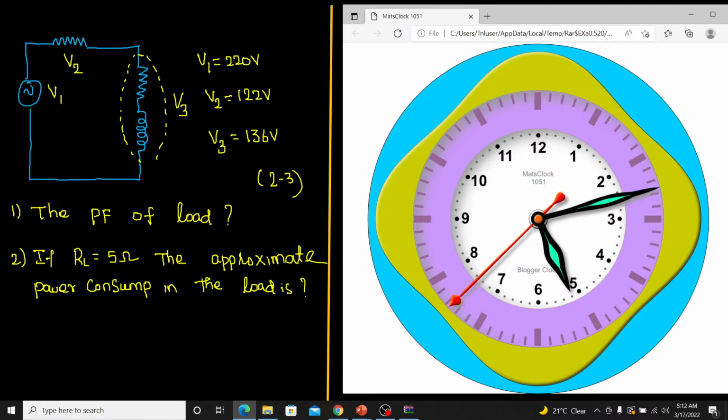Anyone? Power factor is 0.9. The approximate power consumption is 1.9 ohm. Sorry, 9 watts. Manivandan, I got your answer. What is that second one? PT equal to 1.9 ohm. Total power 1.9 watts. You are telling like that.